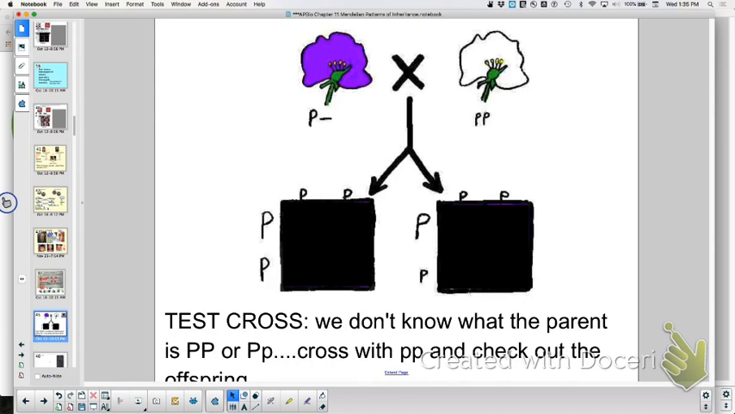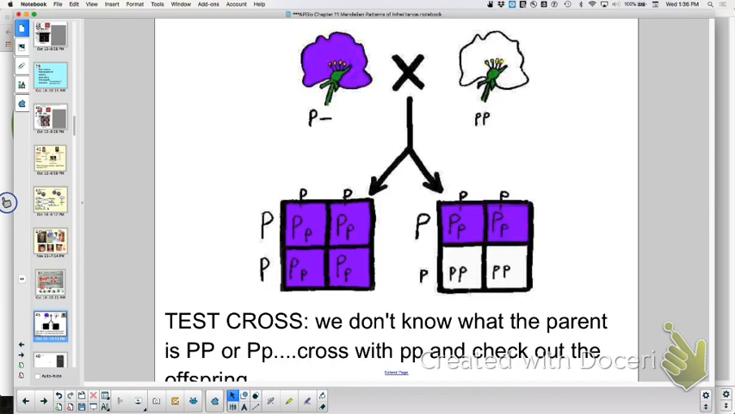Okay, so remember, this is one of those funky letters. P's, capital and lowercase, look the same, so you've got to be careful. How come I know the genotype of the white flower? It's recessive. That's the only way. Blue eyes, I know what you are, right? You're little b, little b. It's not a question.